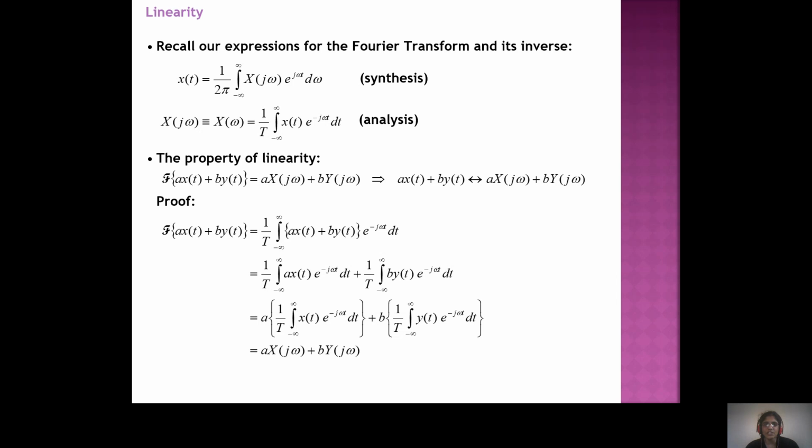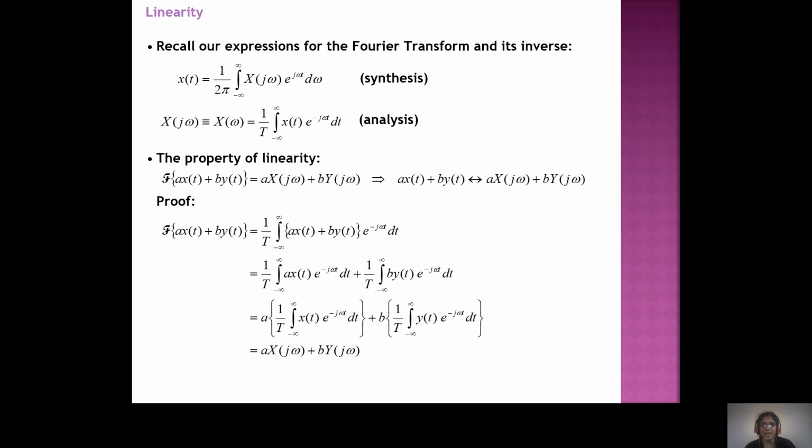So what is X(j omega)? It is 1 by T integral from minus infinity to infinity of x(t) e power minus j omega t dt. So we take this equation: a X(j omega), that is 1 by T integral from minus infinity to infinity of a x(t) plus b y(t) times e power minus j omega t dt. So write down these two equations in separate form.